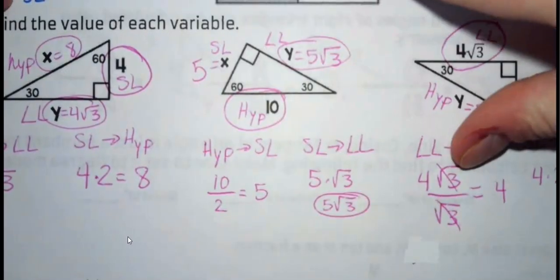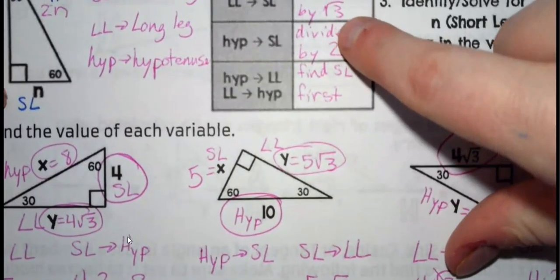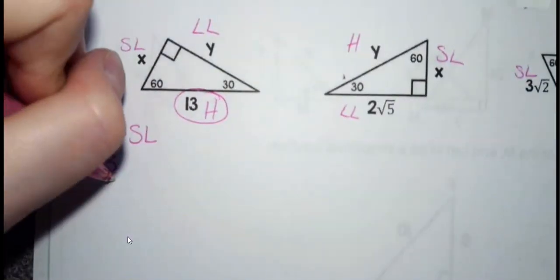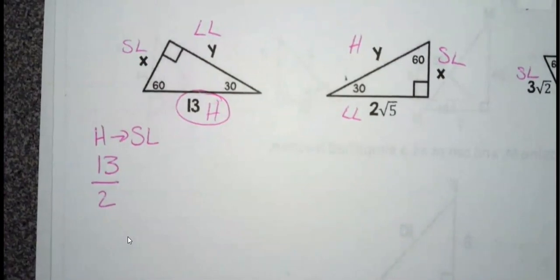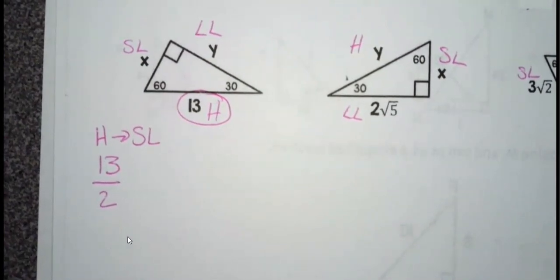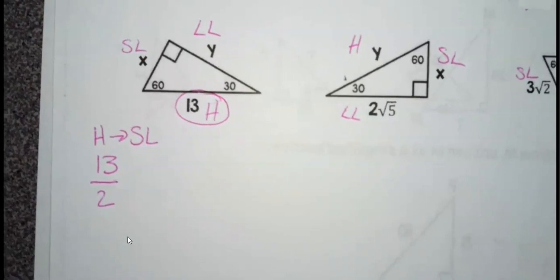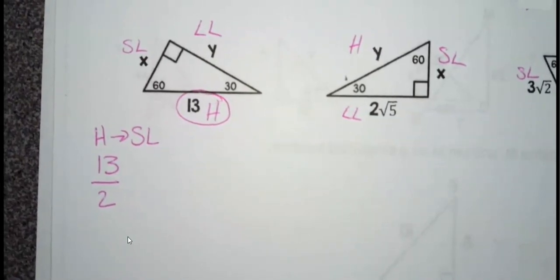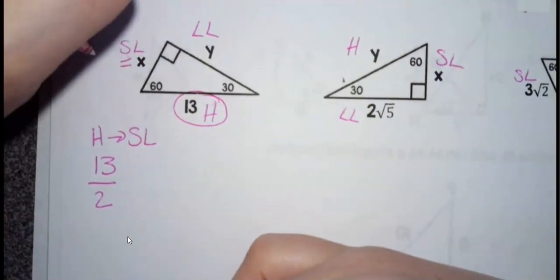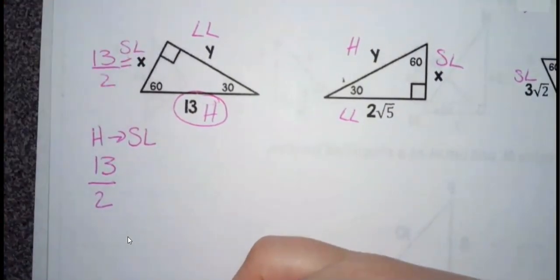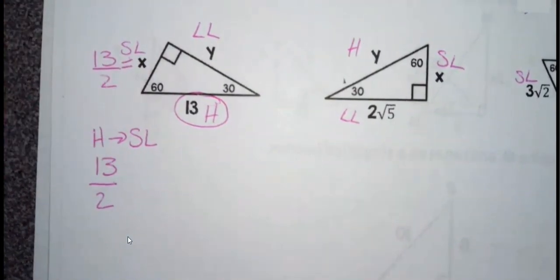Hypotenuse to short leg, and then I'm like, okay, what do I do? I divide by 2, because that's what it says to do. So when I do that, I get 13 halves. And you are going to want to make that 6.5. But not on the quiz, on the test, you may encounter some multiple choice problems. If that happens, you're going to see 13 halves as the answer choice for X and not 6.5. And I want you to be aware that's what the answer is going to look like.